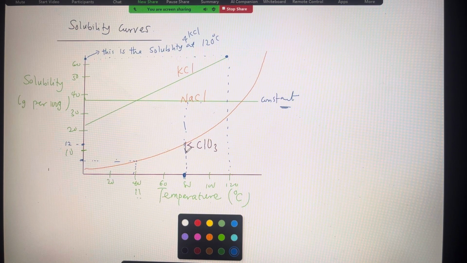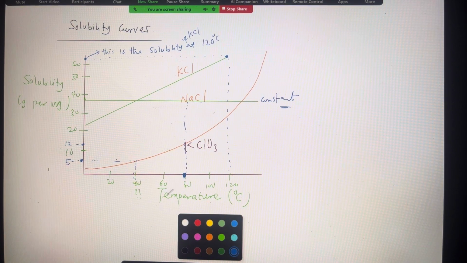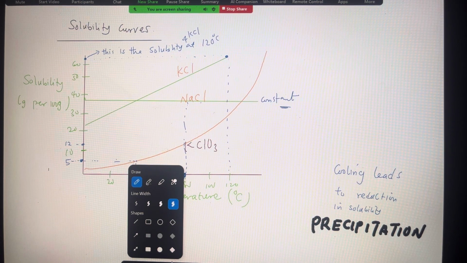Look at this 80. If you trace it down, you get a solubility there, let's say 12. Trace 40, you get a solubility there. It has reduced now to, let's say, 5 or so. So that shows you that as you are cooling this salt, the solubility is reducing. We already agreed. Yes. So the cooling leads to a reduction in solubility that is known as precipitation.